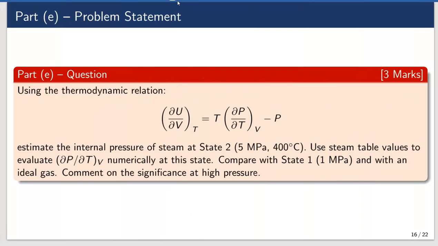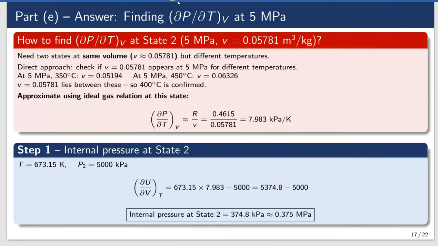Now the next question, E, using the thermodynamic relation. That is the relation, so based on that we have to calculate this first, and then this. Before that, we have to calculate dou U by dou V at constant temperature. How will you calculate that? First we calculate dou P by dou T at constant volume, because we know PV is equal to RT, so from that we get R by V.